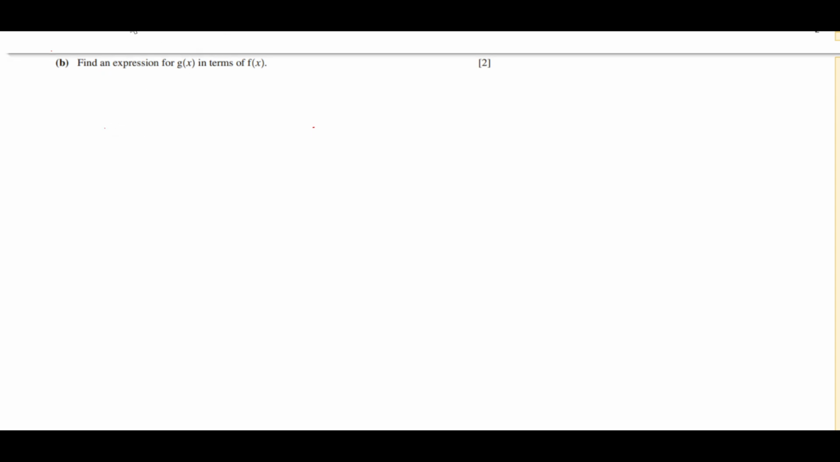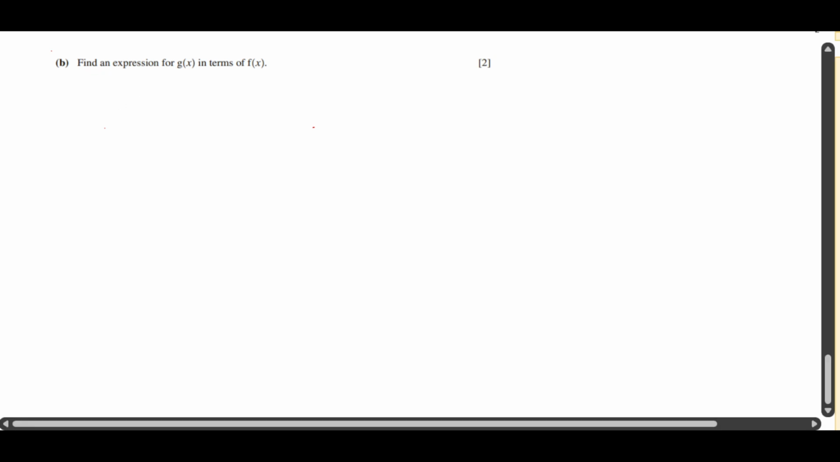The second part is quite easy. We have to find the expression of g(x) in terms of f(x). So the second question is: express g(x) in terms of f(x). This is easy, you can write it yourself. Write and tell me what you get. g(x) in terms of f(x).